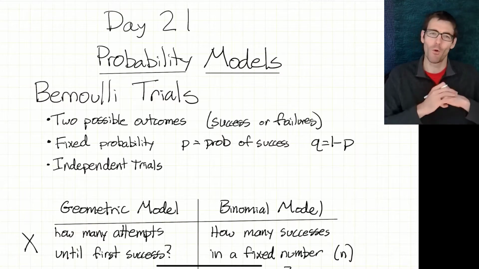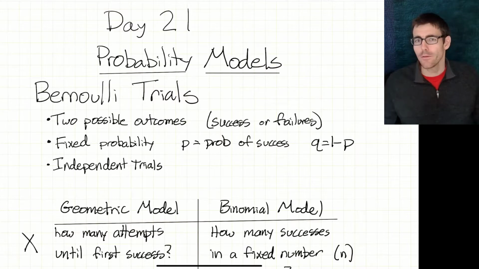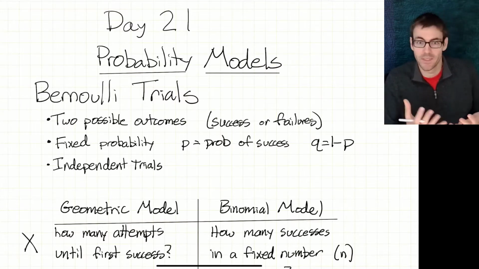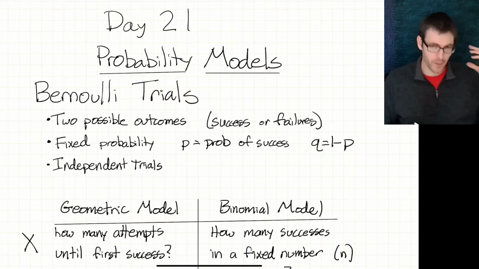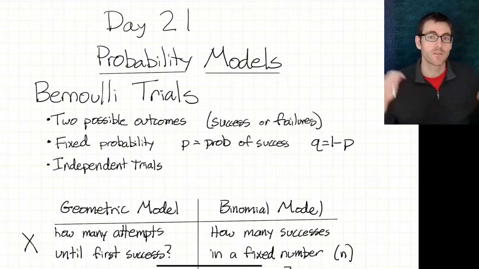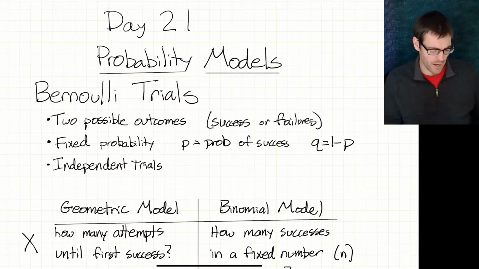So we are talking more about probability models today, and there are a lot of models out there that can represent these probabilistic scenarios, but the two main ones that we're focusing on are going to be the geometric model and the binomial model. Now, both of these are talking about a situation called Bernoulli trials.